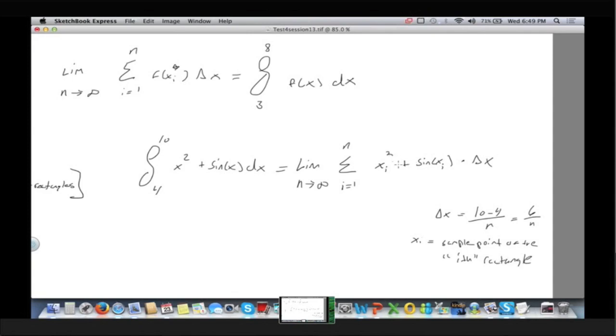Okay, so we use the xi up here as the input into the function, as the sampling point to find the height. We use the sample point to find the height of the function, the height of the rectangle. To find the height of the rectangle, we need to plug the sample point into this function.